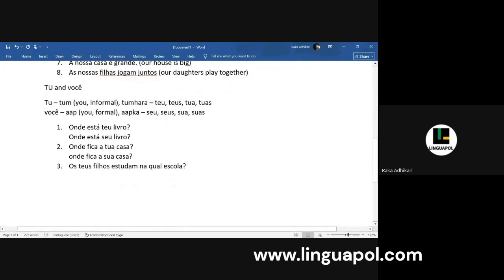Os teus filhos estudam na qual escola? Your children study in which school? Same thing, we can also say os seus filhos estudam na qual escola?